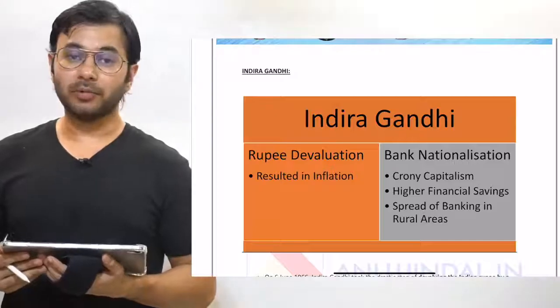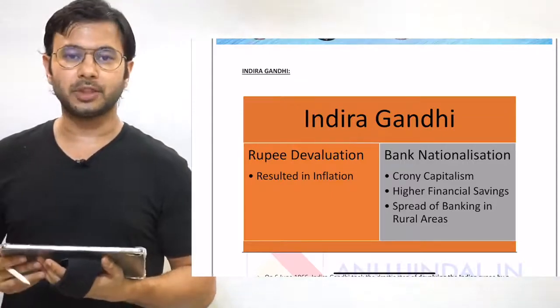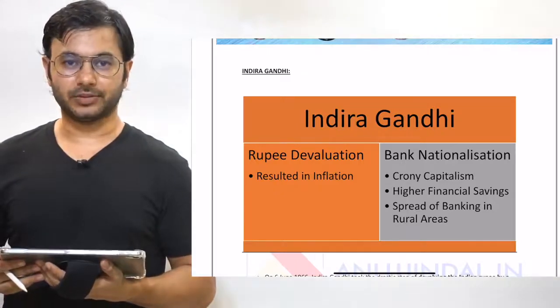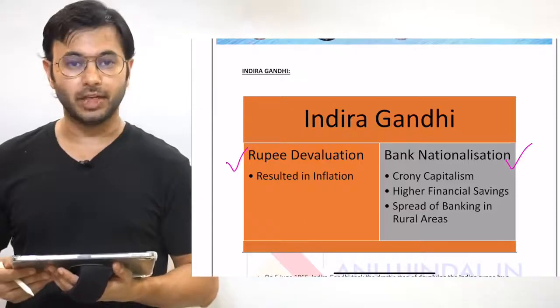After the demise of Lal Bahadur Shastri, Indira Gandhi became the Prime Minister of India. And she took two major steps which were loved as well as hated by Indians. The first was bank nationalization and the second was rupee devaluation.